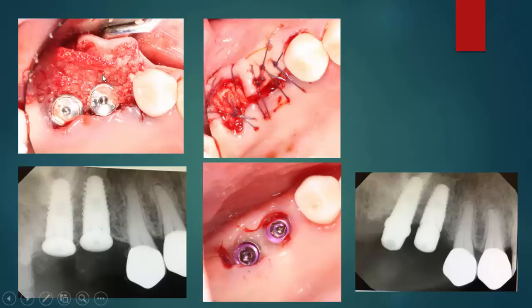طبعا عملنا bone grafting للbuccal space, and also عملنا ridge augmentation buccally to increase the bone width around the implant, وcovered with a membrane, وعملنا suture للفلاب. طبعا هون it's hard to get primary closure because it was immediate implant at molar site. And this is when we did the stage 2.